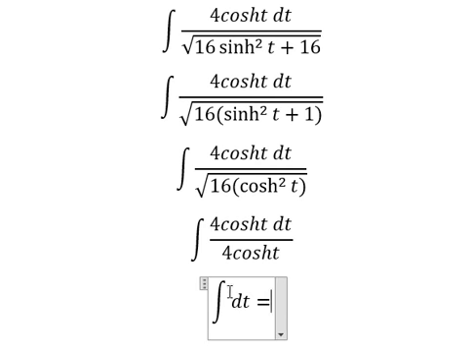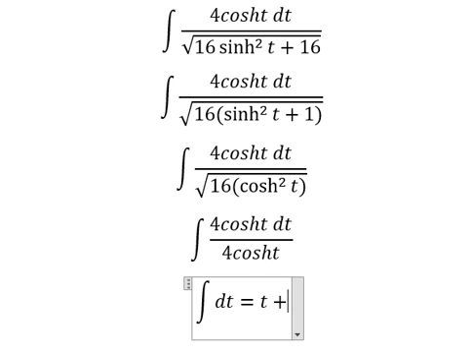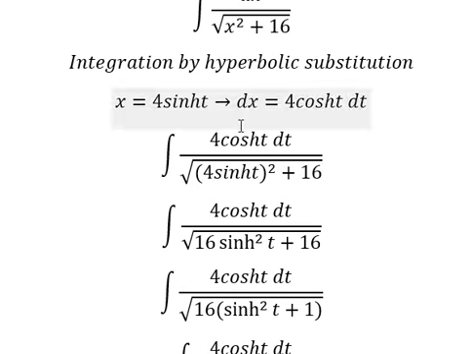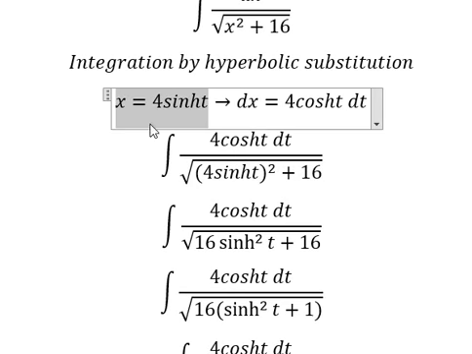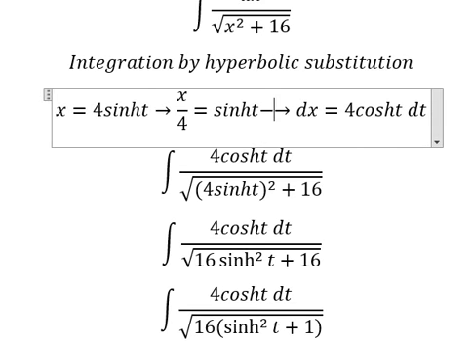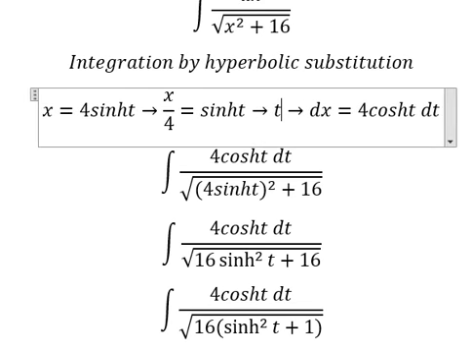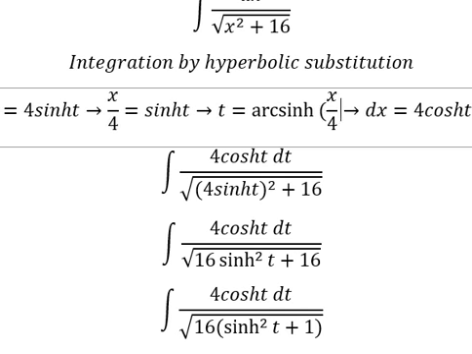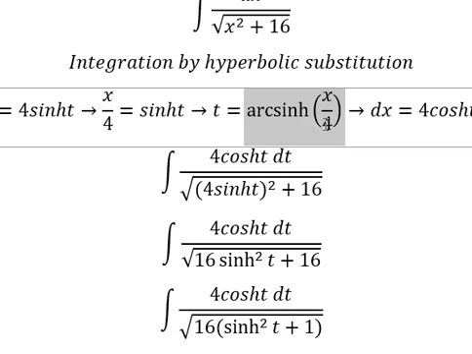The integration of dt, we have t, and I will put a constant c. About t, that is this one. So we divide both sides by number 4, and we have t equals arc sin of s over 4. So I will put this in to change for t.